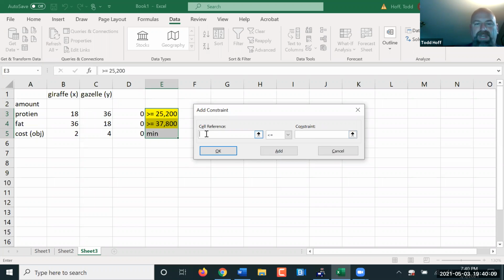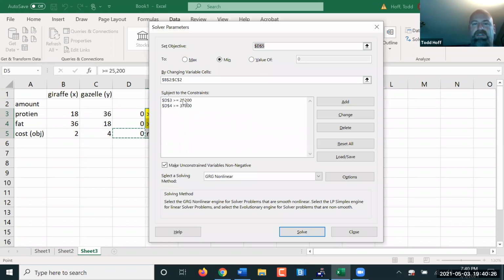Next is my constraint for fat. So I click on this cell, make sure that's blinking. Click on the formula for fat here. I want that to be at least, so greater than or equal to the 37,800. I'm going to add that, and then I'll click cancel to say I've got them all in. So those are my two constraints. That's the one for protein. That's the one for fat. Everything is in here now.